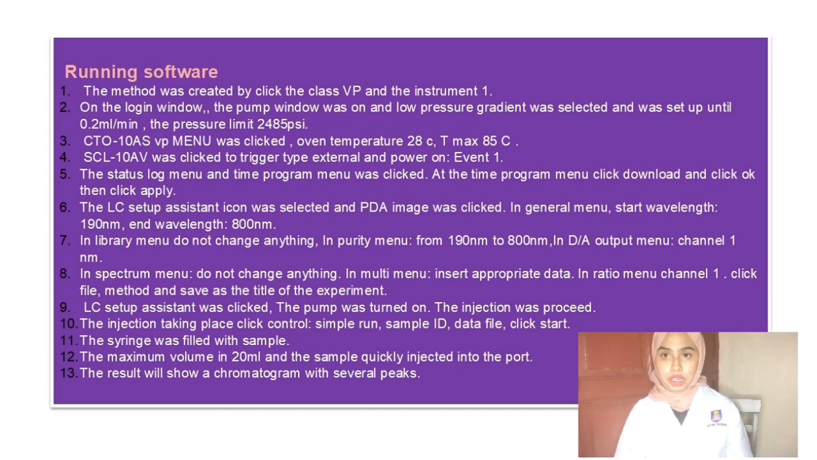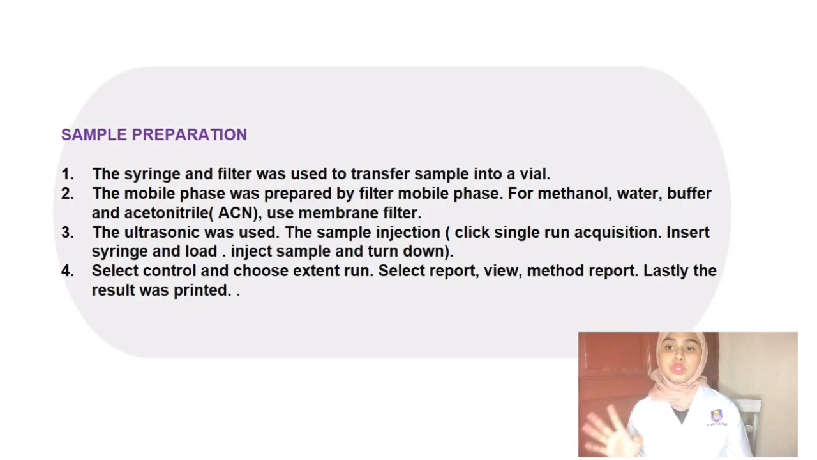For the sample preparation, the syringe and filter were used to transfer the sample into a vial. The mobile phase was prepared by filtering the mobile phase. For methanol, water buffer and acetonitrile ACN, use a membrane filter. The ultrasonic was used. For the sample injection, click single run acquisition, insert sample and lot. Inject sample, enter done. Next, select control and choose extend run. Select report, view method, report. Lastly, the result was printed.